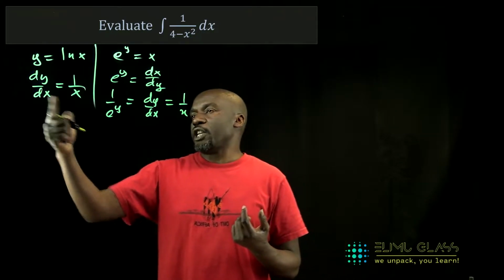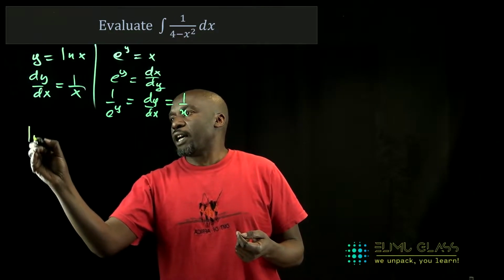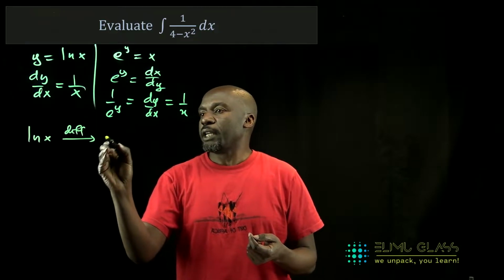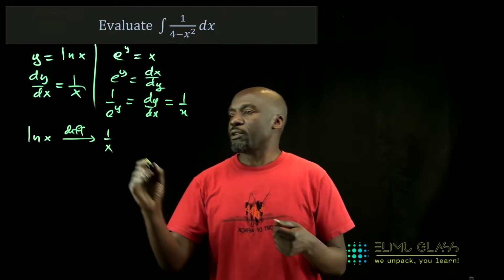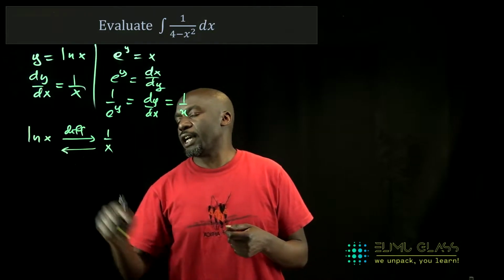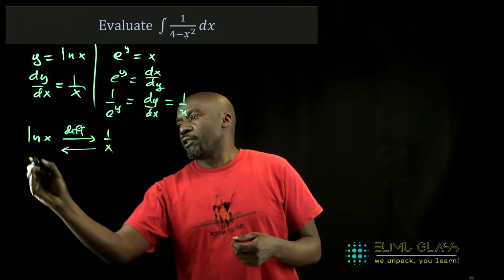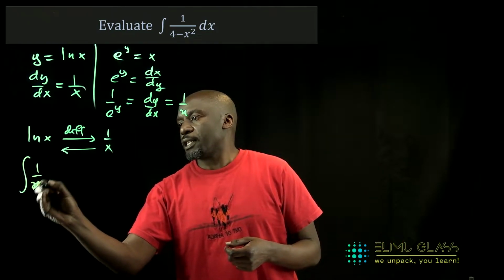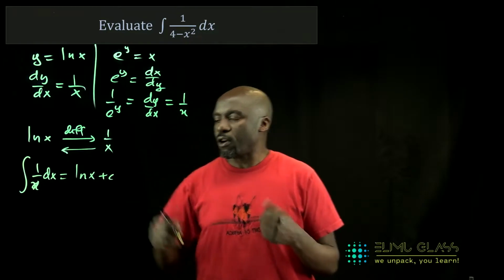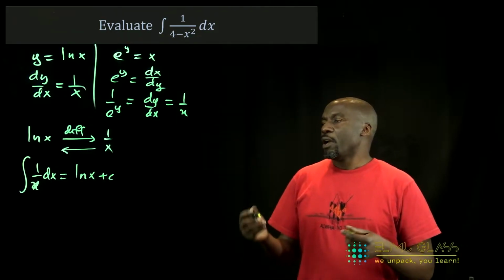But differentiation is the reverse of integration. It follows that if I have ln of x and I differentiate, I will get 1 over x. Then it follows that if I go in the reverse and integrate 1 over x, I should get ln of x, usually plus c. All right, so the integral of 1 over x dx is clearly ln of x, and we add the constant c because we do not have the limits of integration.